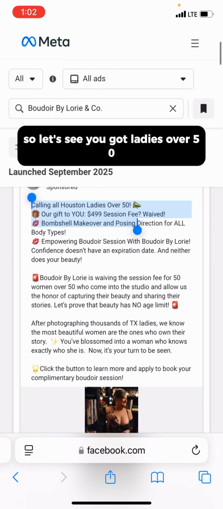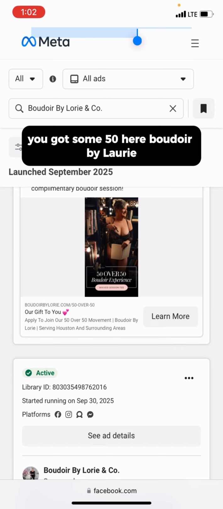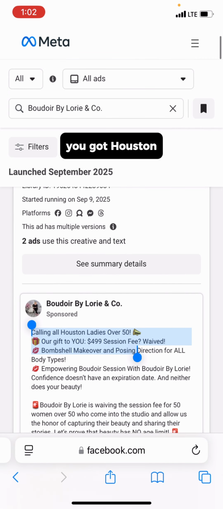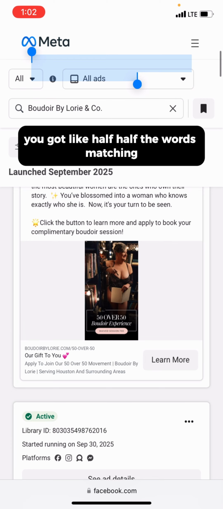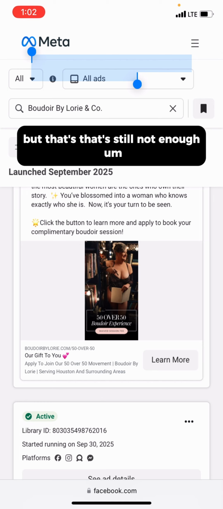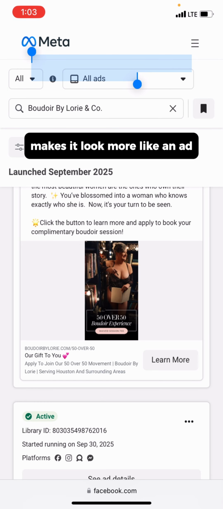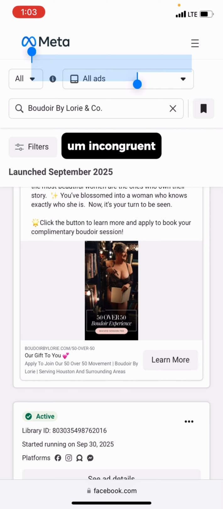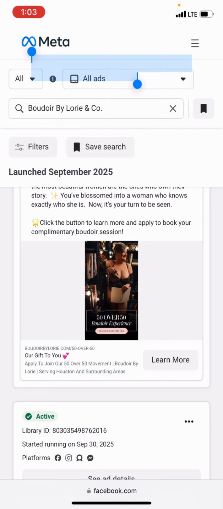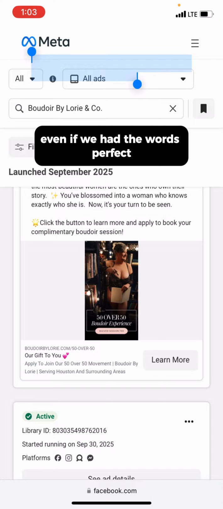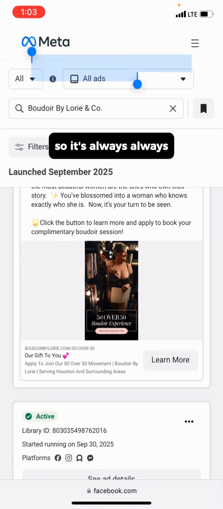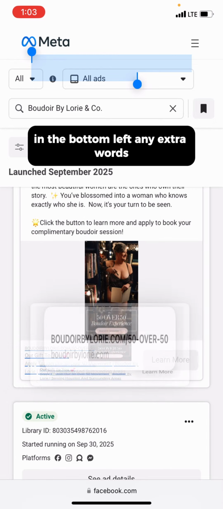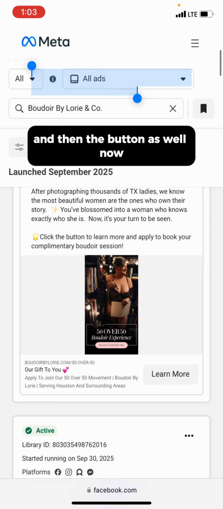So let's see, you've got ladies over 50, you've got some 50 here, Boudoir by Lorie, you've got Houston. So yeah, you've got about half the words matching, but that's still not enough. It makes it look more like an ad. Incongruent. And again, even if we had the words perfect, it would still look like an ad because there are no organic posts that have any words below them. So it's always a mistake to have any words here in the bottom left, any extra words, and then the button as well.